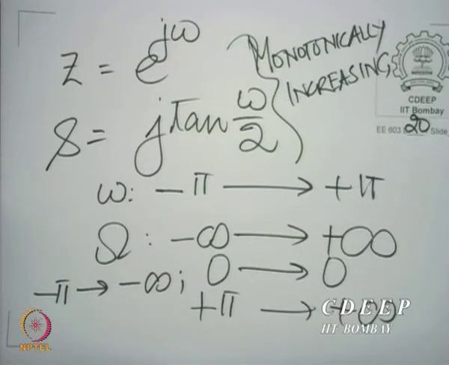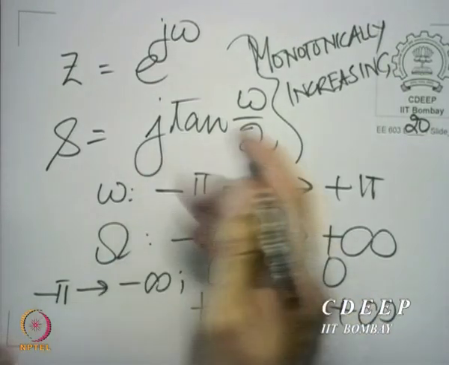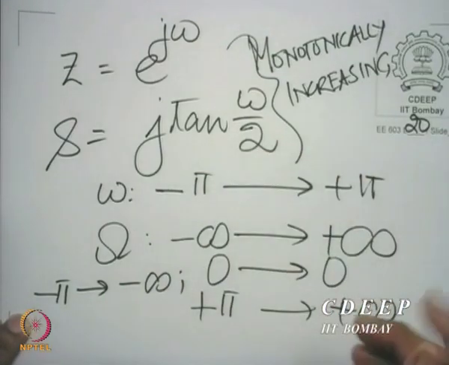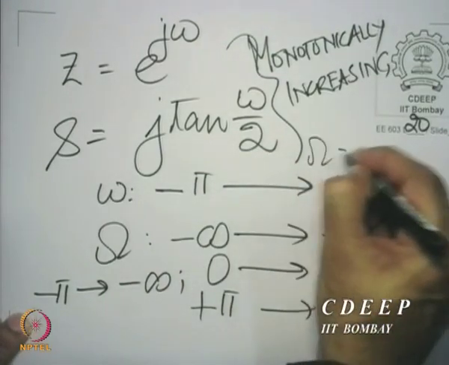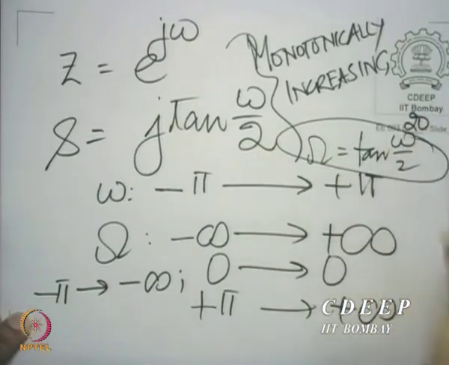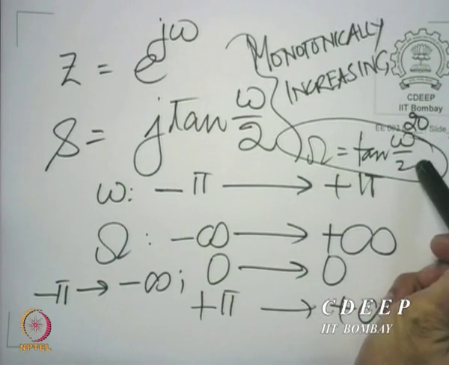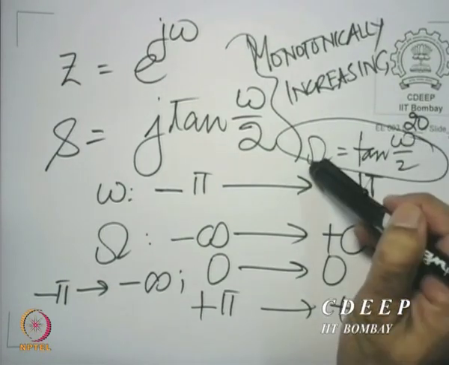As we move from minus pi to plus pi, this mapping is also 1 to 1. So, here you have j tan omega by 2. Essentially what you are saying is the capital omega is tan small omega by 2. That is the mapping that you are establishing here. And this is 1 to 1. That is the beauty of it. For every small omega, there is a unique capital omega.